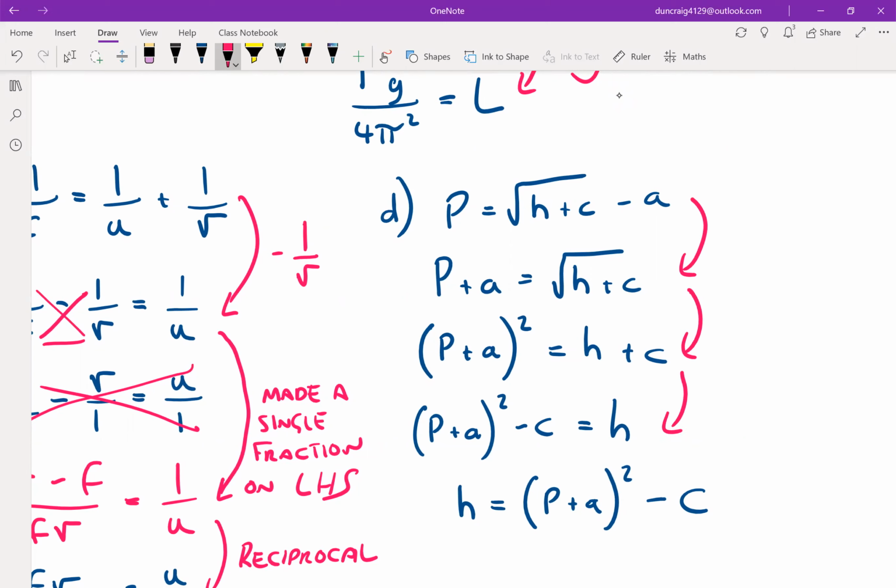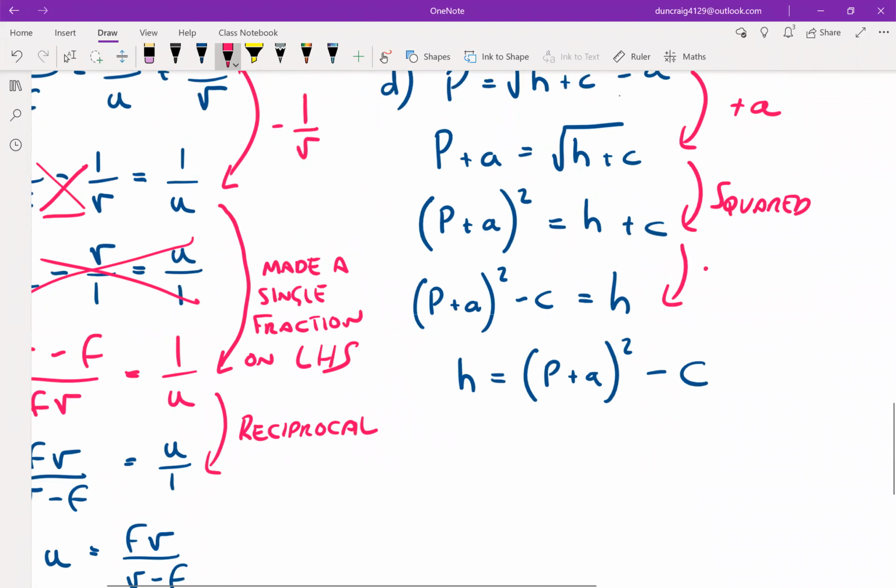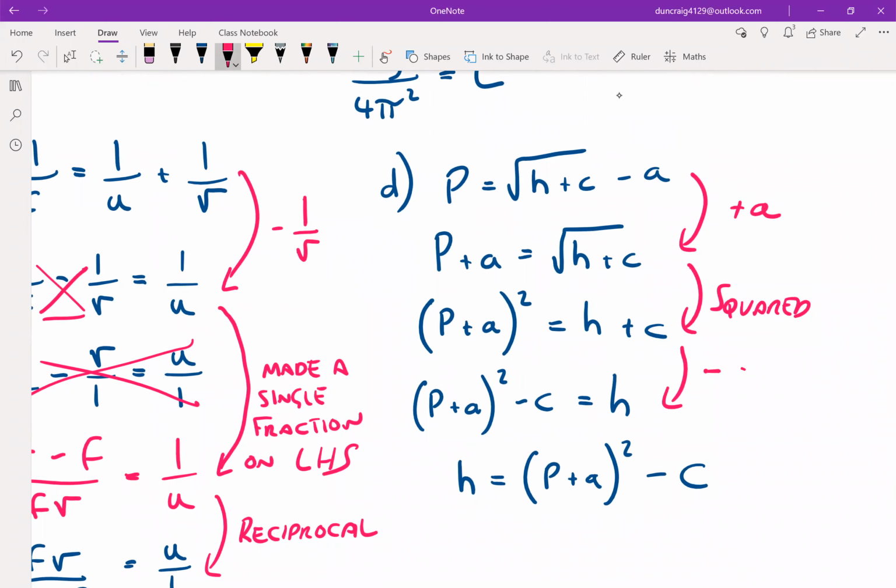And again, we just did this in 3 steps. We added A to both sides. We then squared both sides. We then subtracted C from both sides, and that was that.